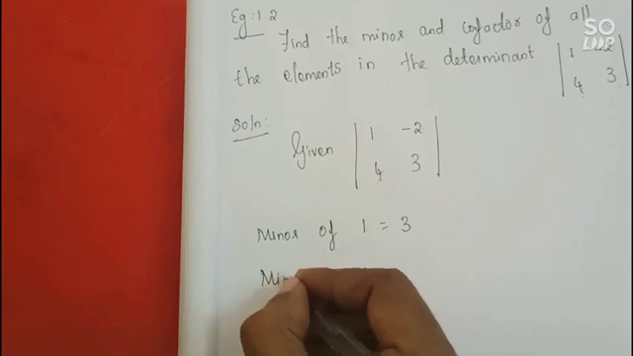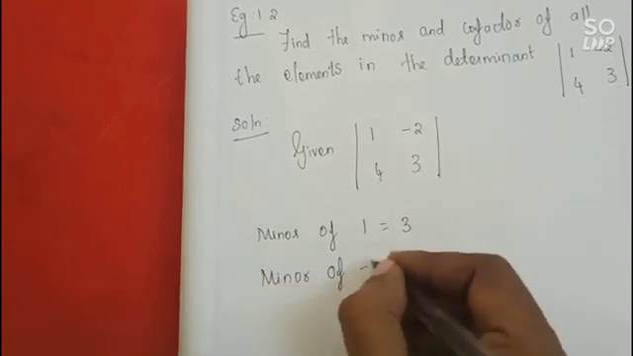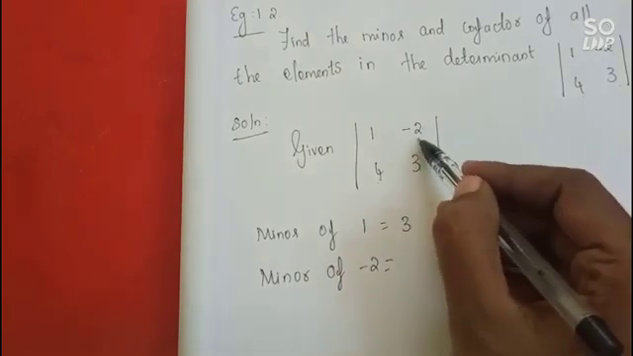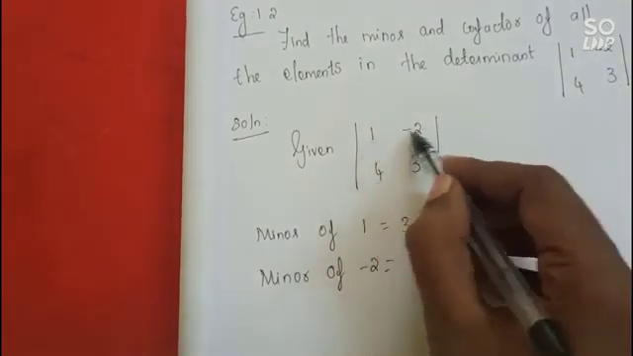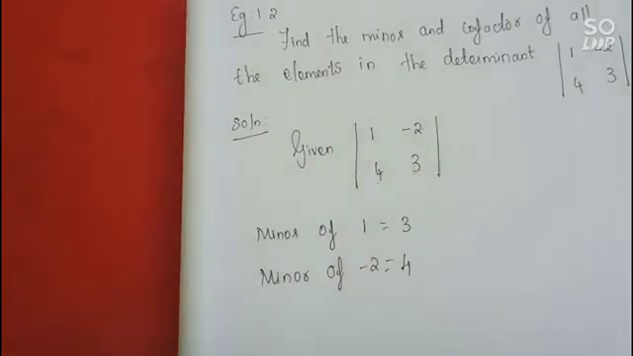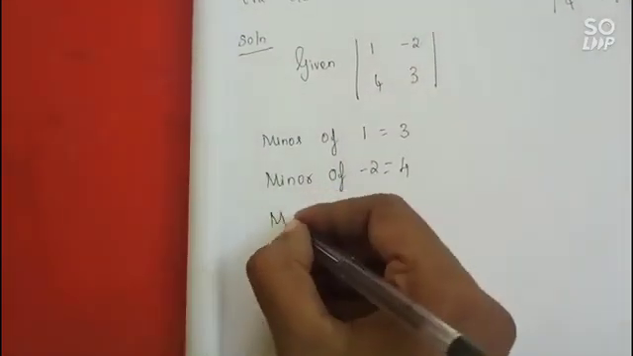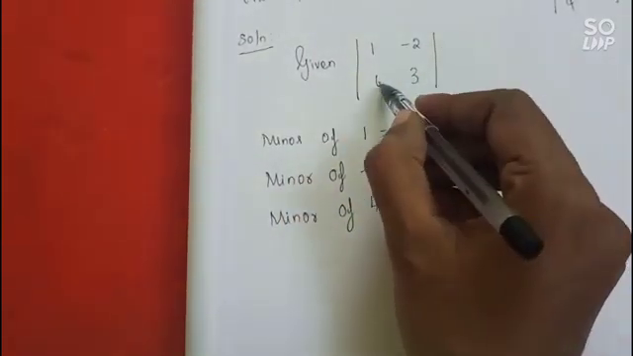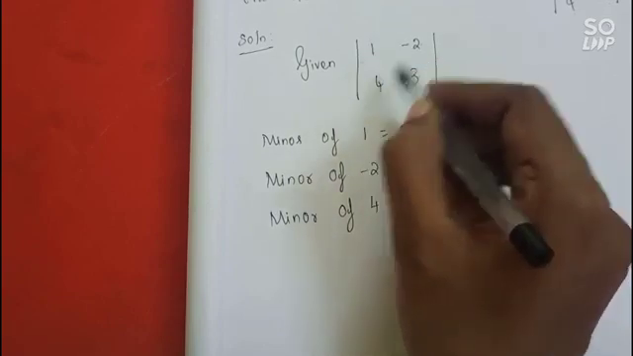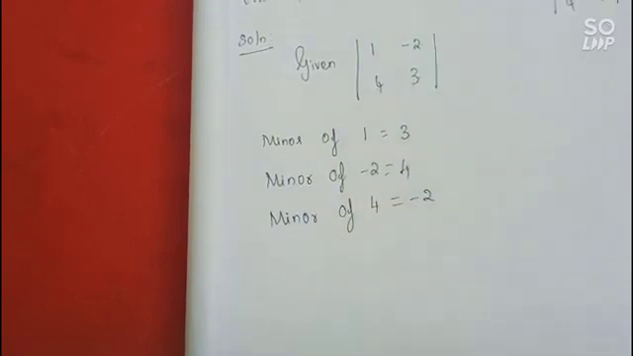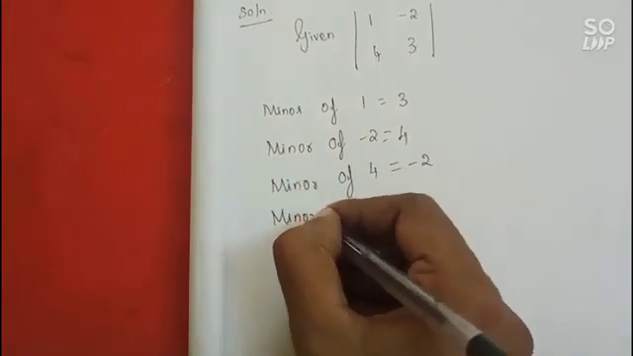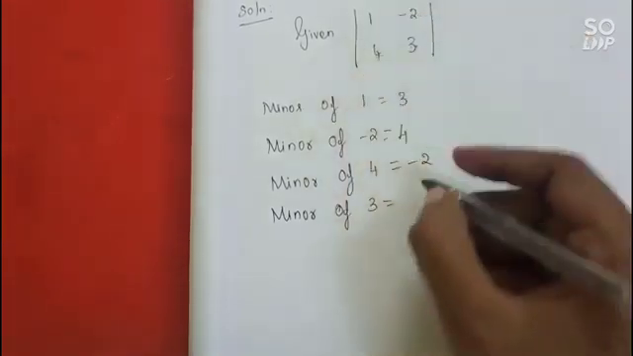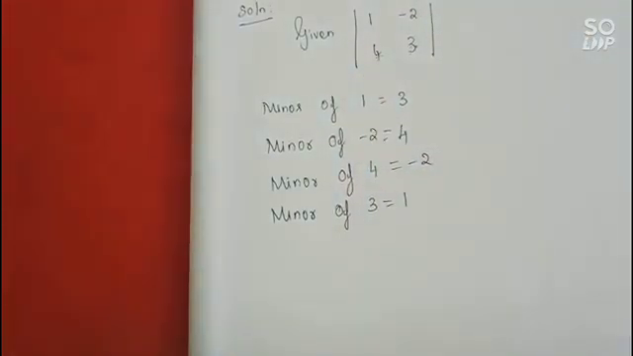Then what's the next value? Minor of -2. We need to find the minor of -2. For that, whatever particular column and row it is, you will cancel. This row and this column will cancel. So what's the balance? 4. Then next, minor of 4. This particular row and this column will cancel. What's the balance? -2. Then next one, minor of 3. This particular row and column you will cancel. What's the balance? 1. Now we have found all the minors.